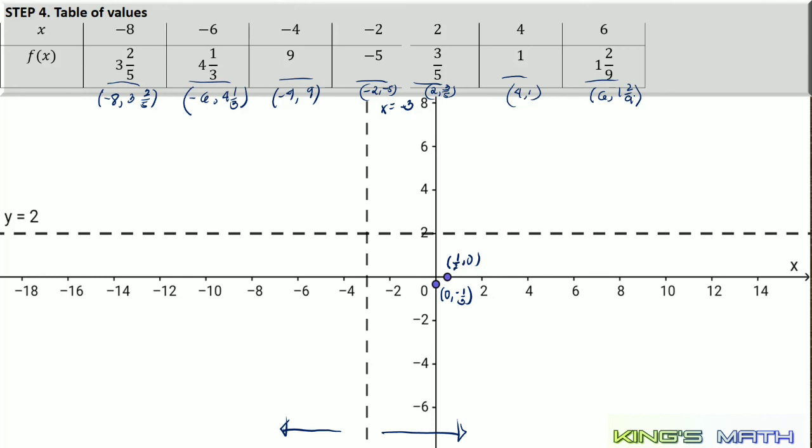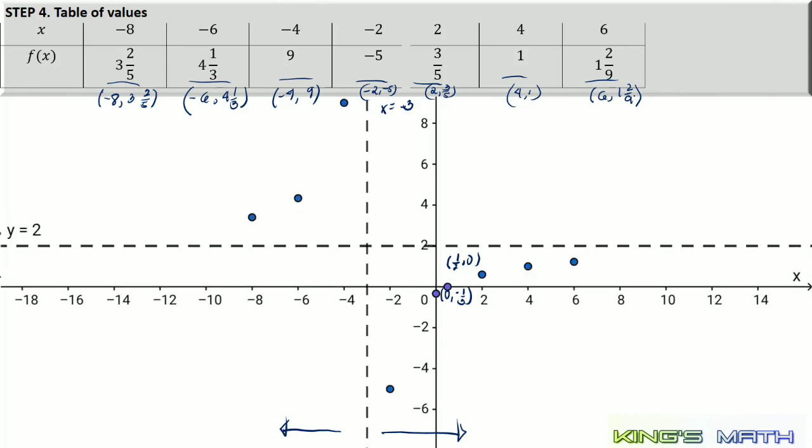So we're going to plot these points to draw our graph. Okay, so we plot the points. This point is here, this point is here, this point is here, and so on, until the last point, which we have here. And then after plotting the points, we are going to connect these points.